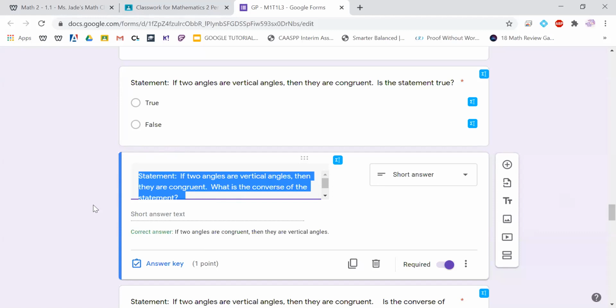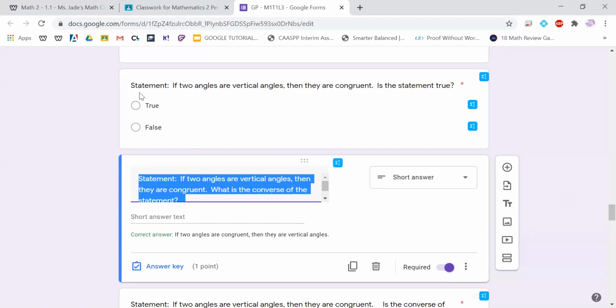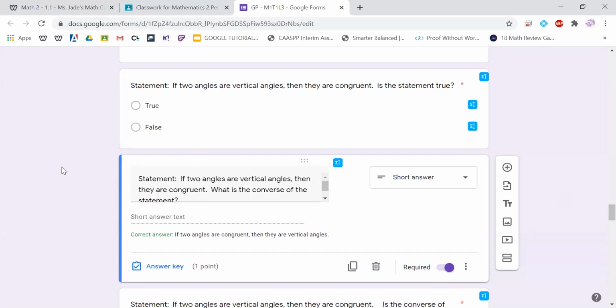Wait, we were on the statement, huh? We didn't say if they were true or false yet. Okay, so statement, if two angles are vertical angles, then they are congruent. Is this statement true? The answer is true. When you have vertical angles, they are congruent.